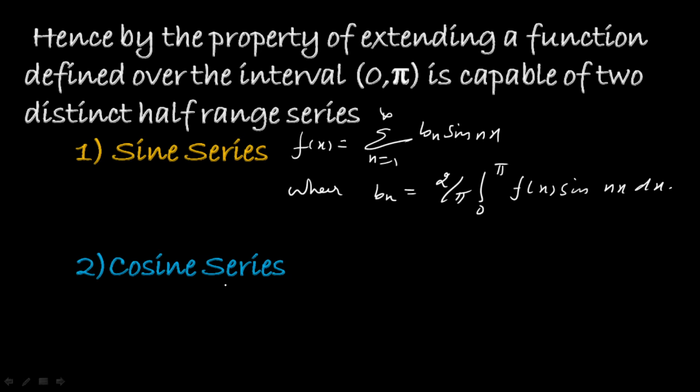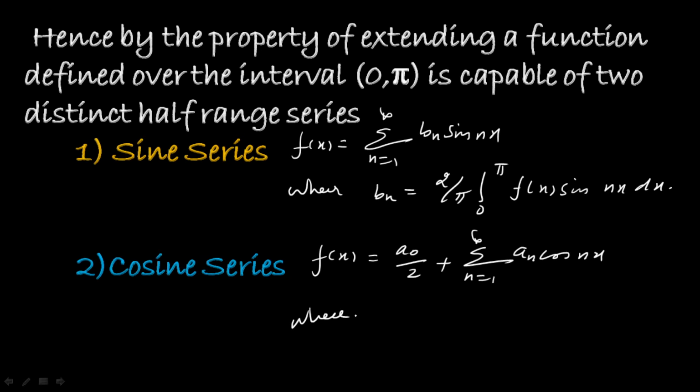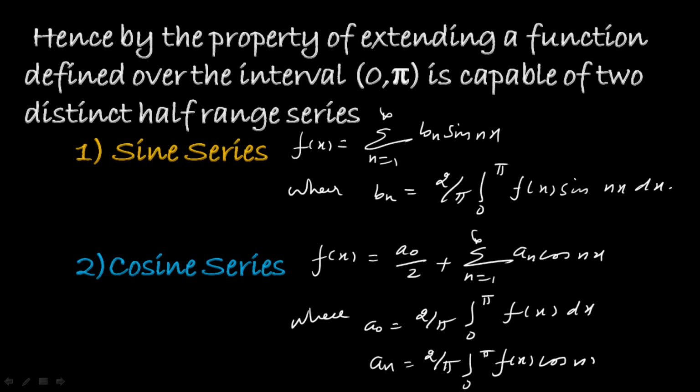Next, cosine series consists of cosine terms alone. So the general Fourier series representation is of the form f of x equal to a0 by 2 plus sigma n varies from 1 to infinity an cos nx, where a0 is equal to 2 by pi integral 0 to pi f of x dx, and an is equal to 2 by pi integral 0 to pi f of x cos nx dx. Look at this.